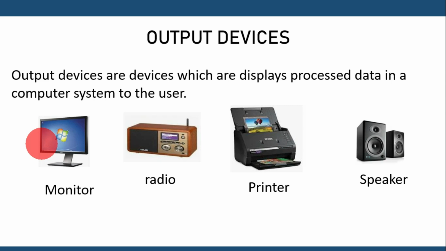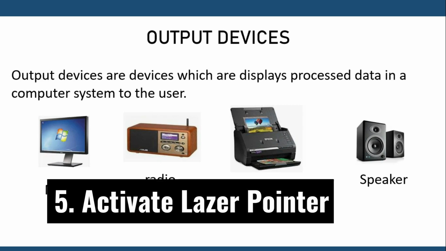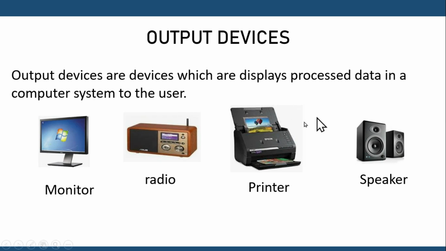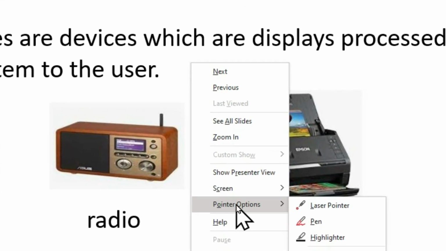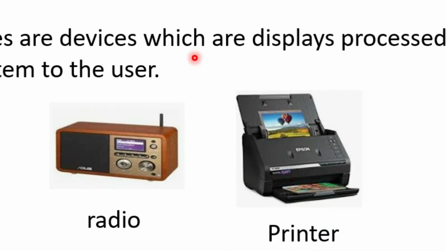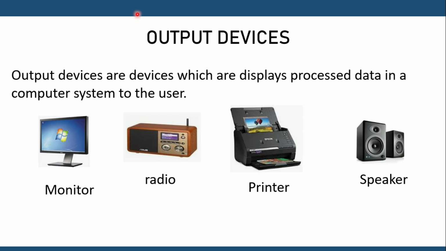Now, whenever you are in the slideshow mode and you want to activate an element known as the laser pointer to point out things on your screen, what you can do is right click, and then we have this Pointer Options and we have Laser Pointer. When you click, you have this laser pointer and you can start to point out things on your slideshow. And if you want to cancel, you press the Escape key on the keyboard.